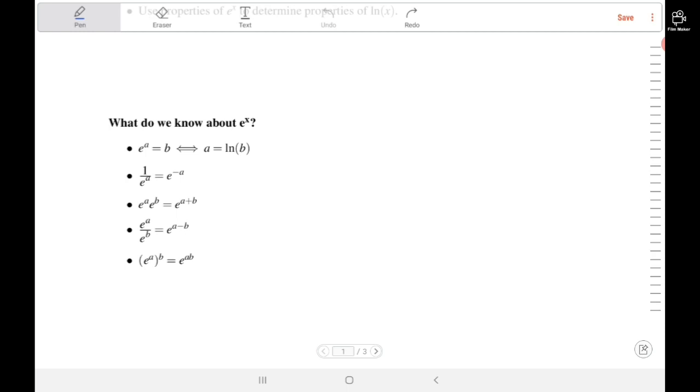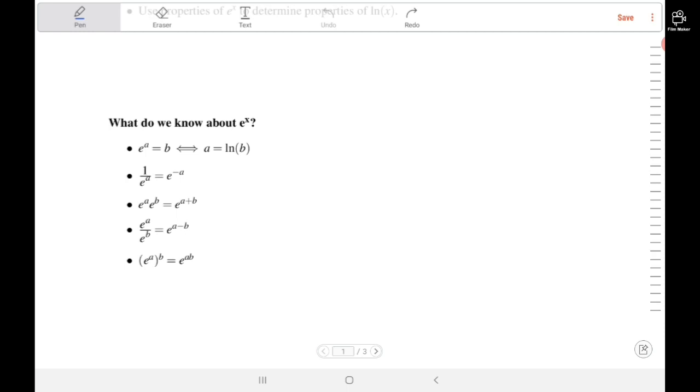So the first question is, what do we actually know about the exponential function? We'd like to determine some properties of logarithms, but first of all, we need some tools for that. So the key point and the reason that we're interested in the exponential function is that the exponential function and the natural logarithm are inverses. So if you know that the exponential of a is b, then that is equivalent to saying a is the natural log of b.